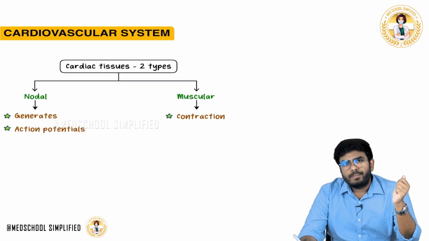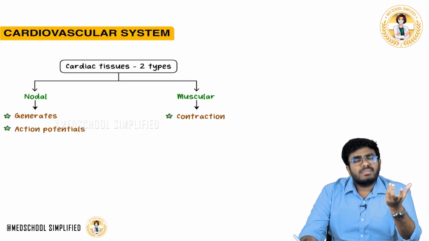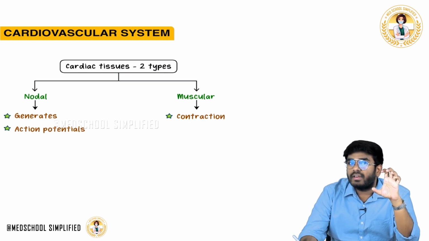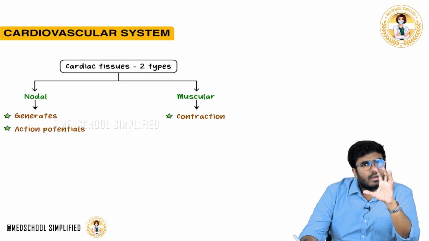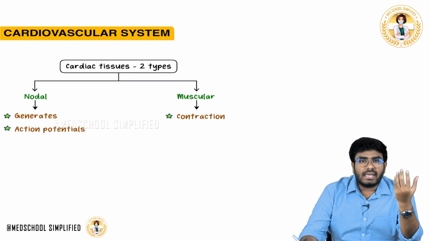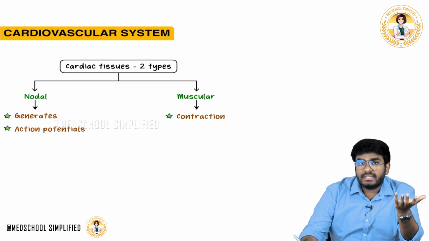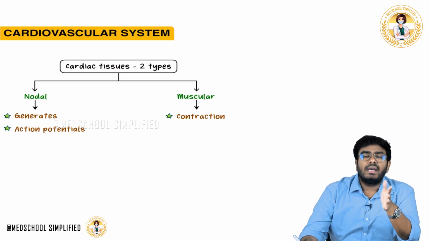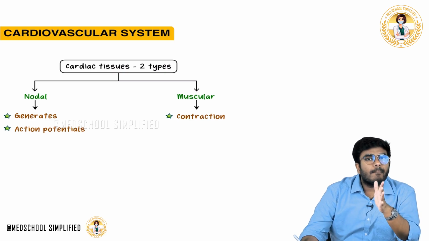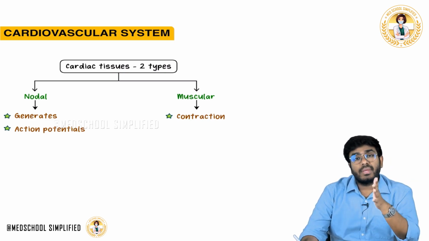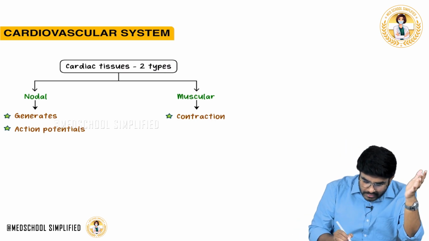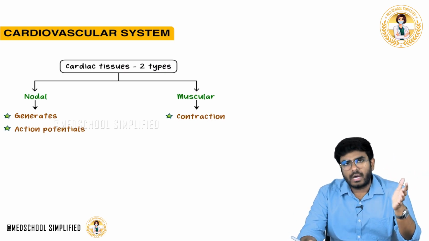Under muscular tissue, which tissues are there? Muscle is present in the atria, yes? Atria are contracting, right? Atrial systole will happen. So the myocytes present in the atria, and the myocytes present in the ventricles, account for the muscular tissues. They come under the muscular tissues, and these muscular tissues help in the contraction of the heart.